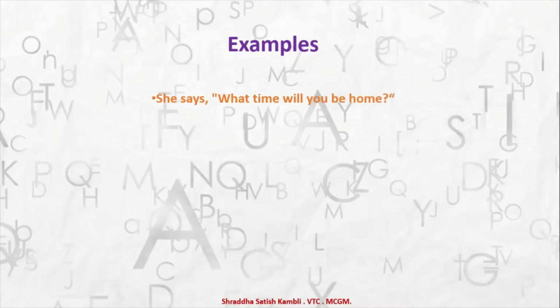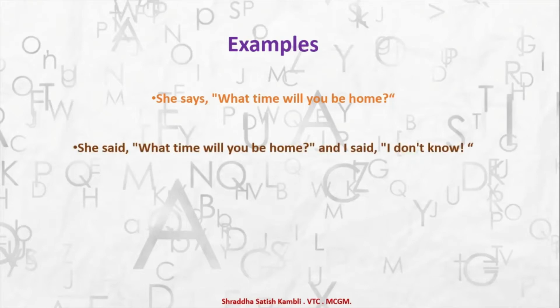Let's take a look at some examples for direct speech. So here are some example sentences. She says, "What time will you be at home?" This is an example of a sentence in direct speech. We are saying what she said, exactly in her words. Alright, then she said, "What time will you be home?" And I said, "I don't know." So see, this is again a conversation, a very short conversation though, but it's a conversation. One person has spoken and the other one has answered. Okay, but the words are exactly what the speakers have uttered.